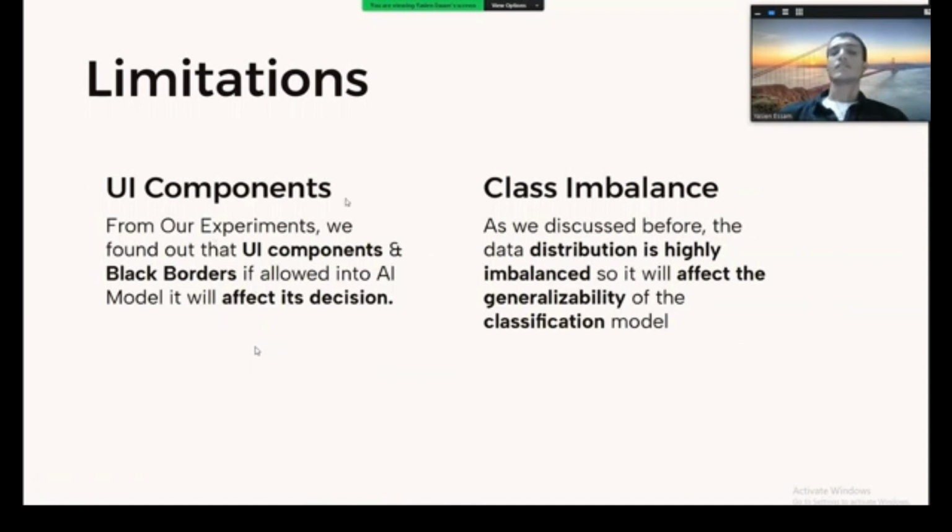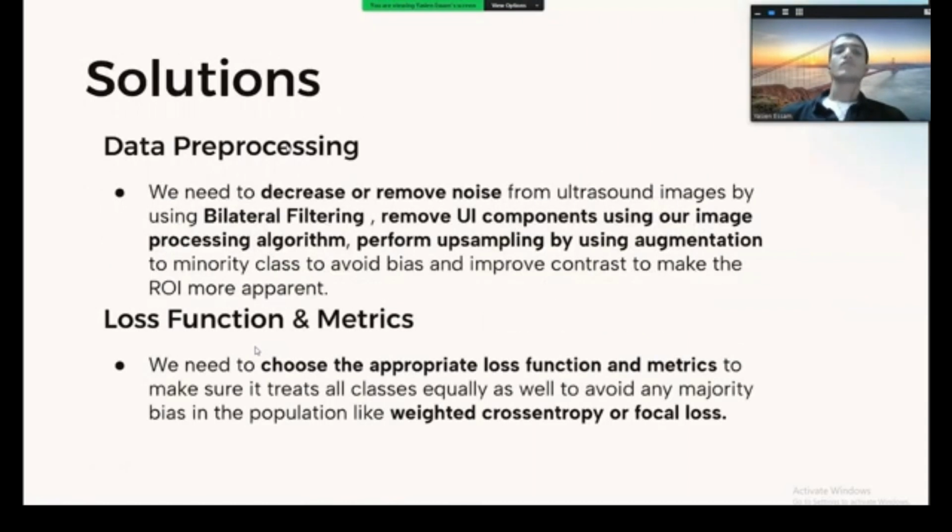Also, in the classification part, the data distribution is highly imbalanced, so it will affect the generalizability of the classification model. But our solution to this was using data pre-processing. We used bilateral filtering to remove the speckle noise, and also we use an image processing algorithm to remove the UI component and black border. And also we use augmentation on the minority class to avoid bias and improve the classification accuracy. And also to avoid any majority bias in the population, we use the appropriate loss function, which is cross entropy.